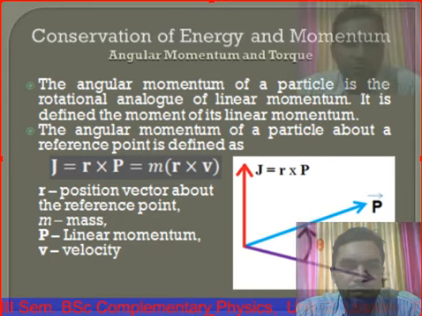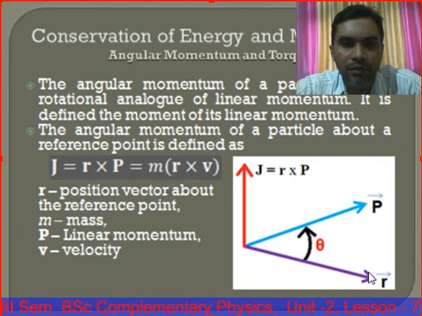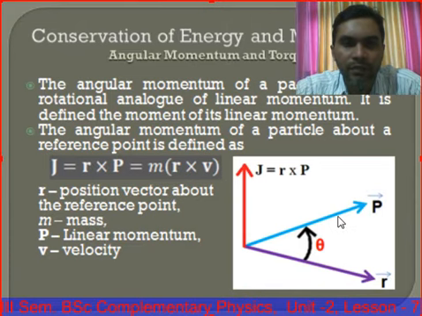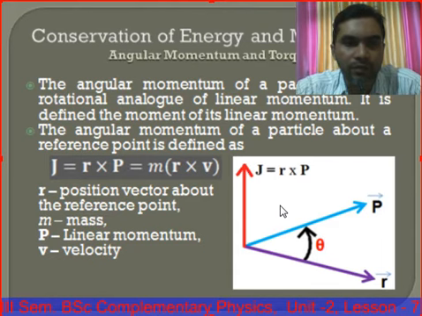From the picture, we can see that the position vector r and the linear momentum p are lying on the same plane, and say there is an angle theta between them. Then the vector product of these two vectors, r cross p, will be perpendicular to both r and p, and it will be directed perpendicular to the plane containing r and p. So J equal to r cross p gives the direction of angular momentum. It will be perpendicular to both the position vector and the linear momentum of the particle. It is also a vector quantity.